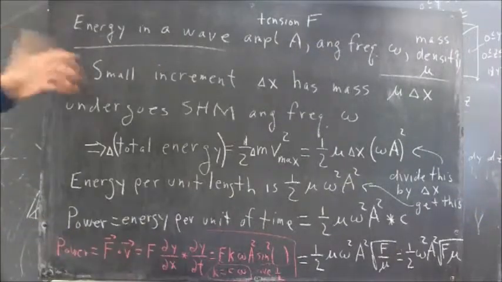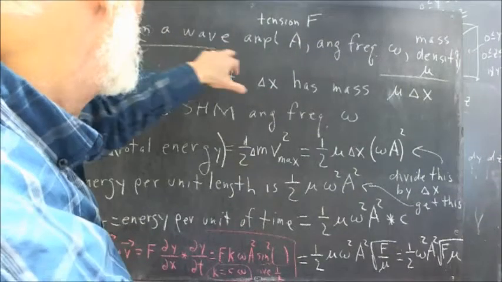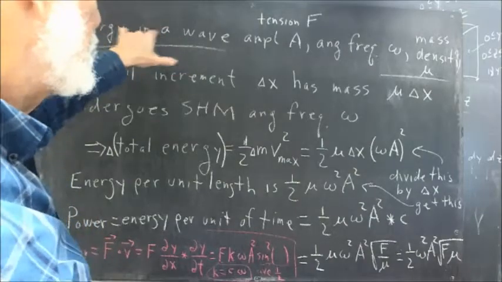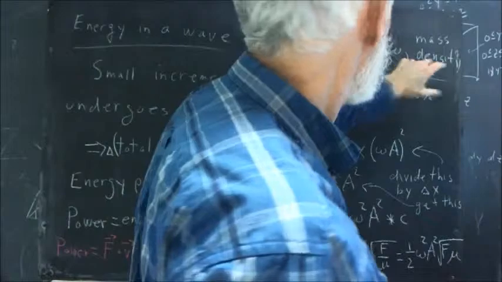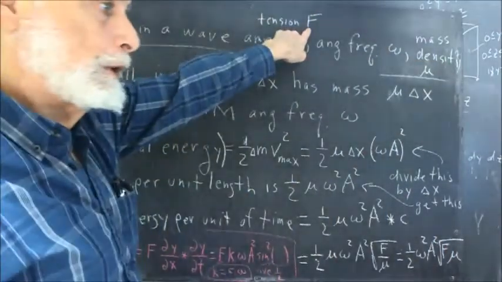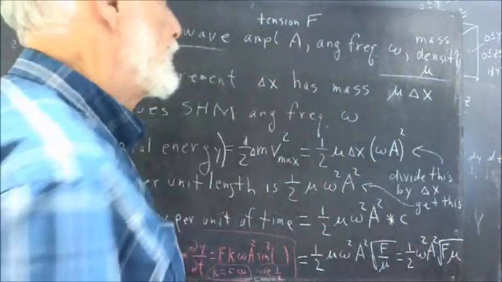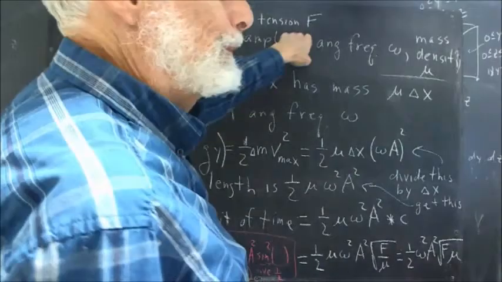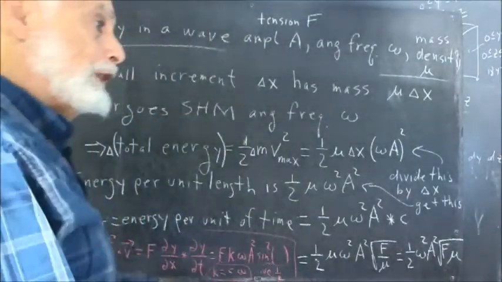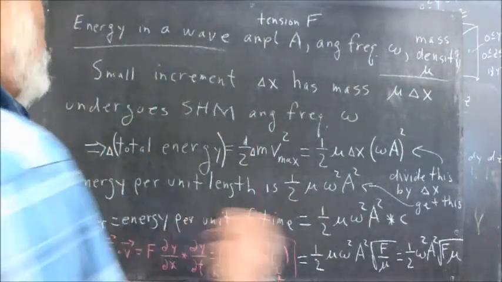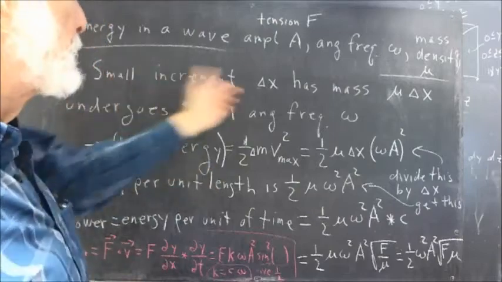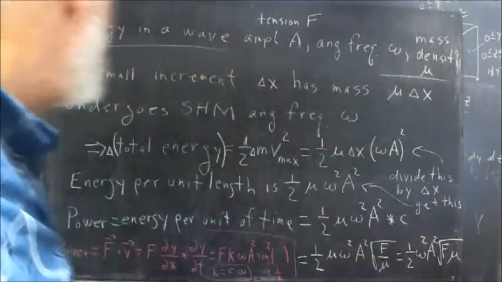Okay, now we go on to calculate the energy relations in a wave. Again, amplitude A, angular frequency omega, mass density mu, and we're going to invoke a tension F. The difference between what we just did and now is we can actually calculate the speed of the wave that we're going to need. So we do the same thing, small increment delta x, mass is mu delta x.